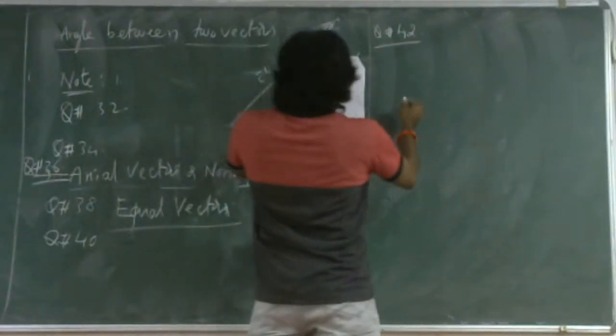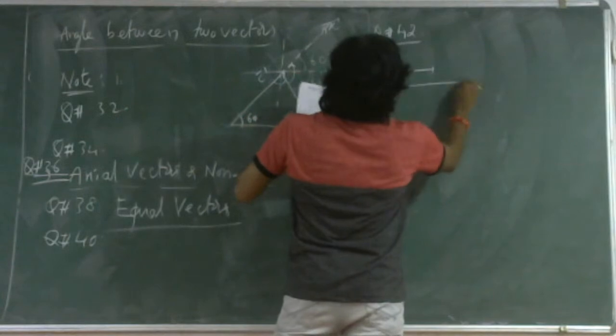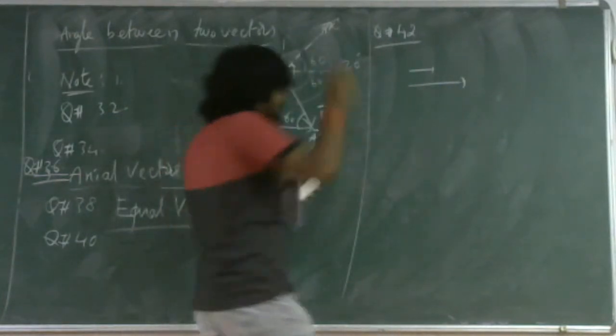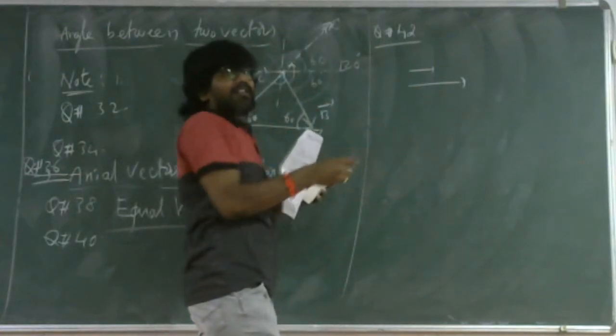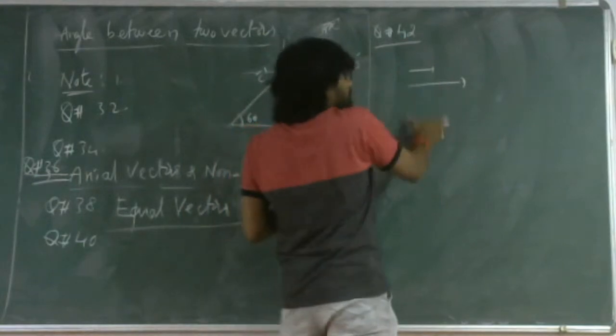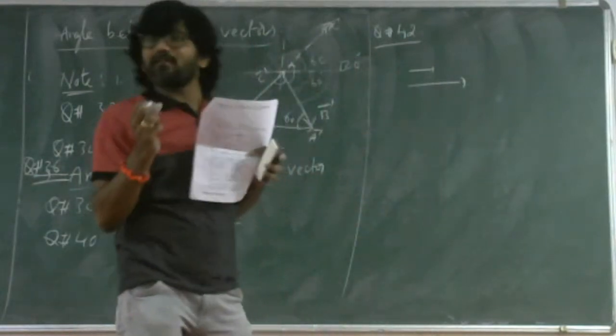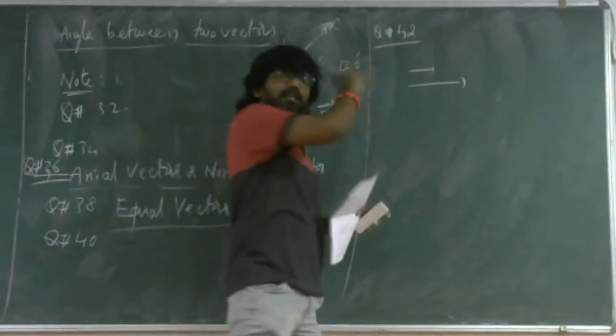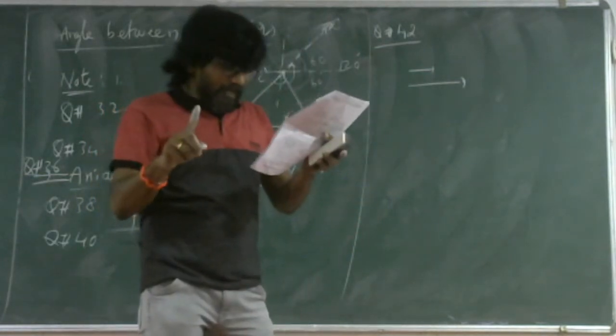First option says, all parallel vectors are equal. Parallel vectors means, irrespective of their magnitude, if they are having the same direction, they are called parallel vectors. Equal vectors should have the same magnitude and same direction. For equal vectors, magnitude and direction both should be the same. So they are parallel, but they are not equal.